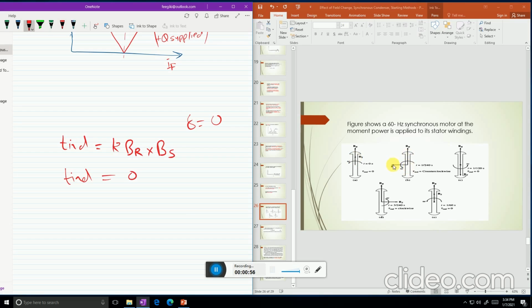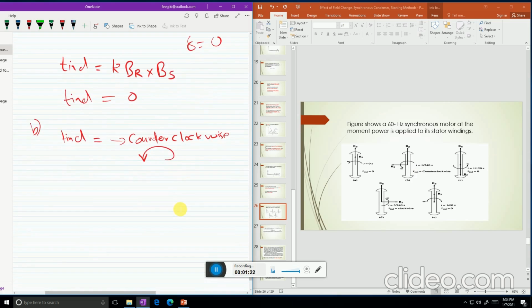Similarly, when Bs makes some 90° with Br as shown in the figure, at that point torque is induced on the rotor and it is in the counterclockwise direction. Now the rotor starts to rotate, but the frequency is very high. As the motor literally starts to move, the stator magnetic field moves towards this point, and now it is making an angle of 180° with Br. So the torque induced again will become 0. So the motor will not rotate.